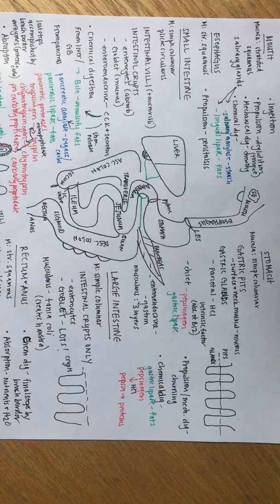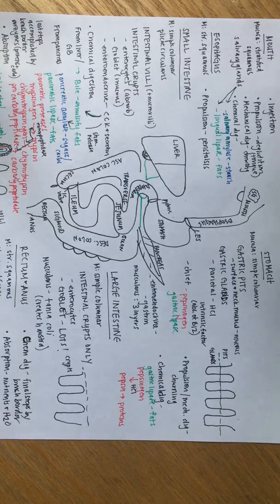So the intestinal villi, microvilli, and plicae circularis are going to be modifications of our mucosa that increase our surface area for absorption. So the mucosa is organized into intestinal villi with microvilli, as well as intestinal crypts in the small intestine.